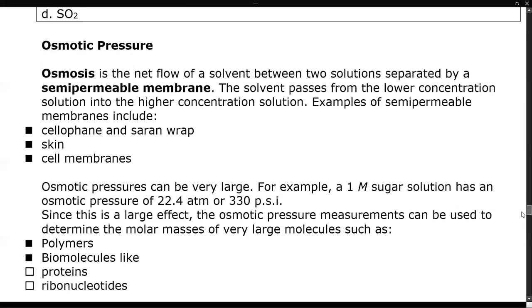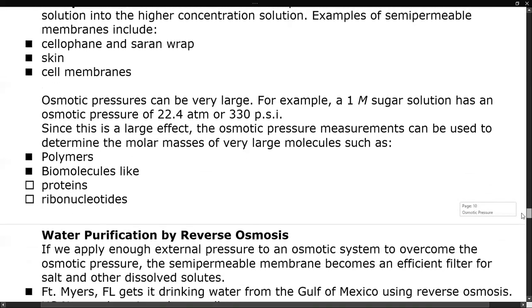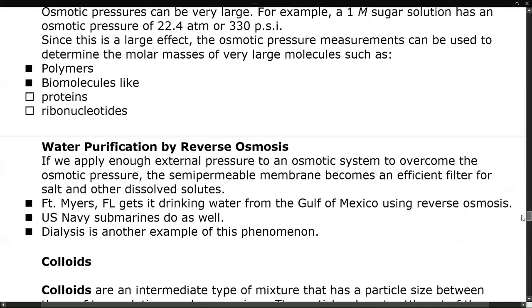Since that's a large effect, you can use it to get molar masses of large molecules like your large polymers or biomolecules like proteins or ribonucleotides or things like that. You can also purify water using reverse osmosis. That is, I get a pressure because the solvent wants to go from the less concentrated to the more concentrated in an effort to even out. That's why you don't drink salt water, because you disrupt that flow and you suck all the liquid out of your cells.